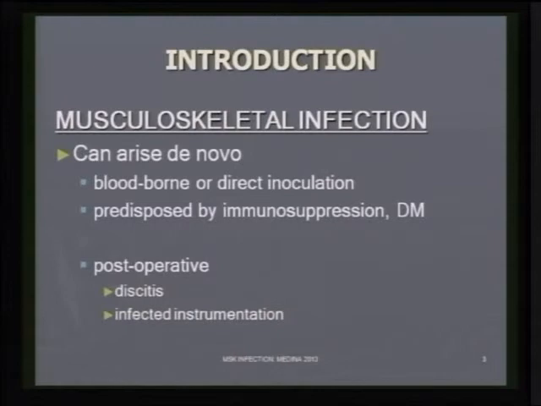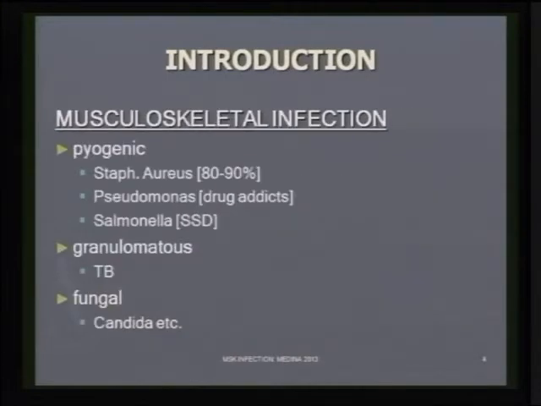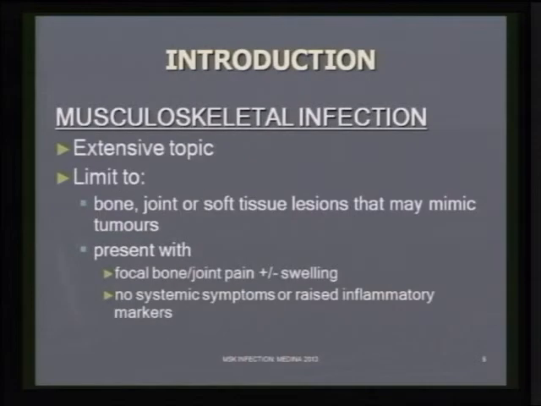It can arise de novo, or be bloodborne, or from direct inoculation, or be predisposed by immunosuppression or diabetes, or it can be postoperative, in terms of spinal infections or infected instrumentation. And in terms of the different organisms, it can be pyogenic, usually Staph aureus, occasionally Pseudomonas in drug addicts, and maybe Salmonella in patients with sickle cell disease. Granulomatous infection with TB particularly, and then fungal infection maybe with Candida. So really it's a very extensive topic and impossible to cover all of those things in 20 to 25 minutes.